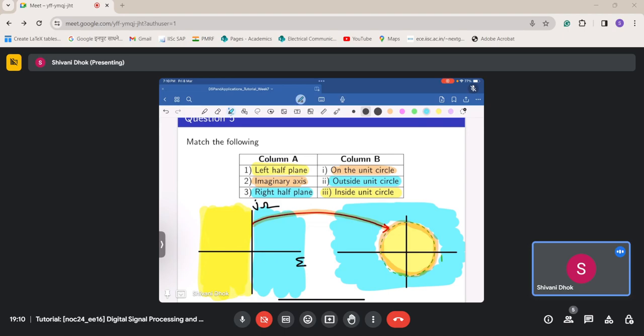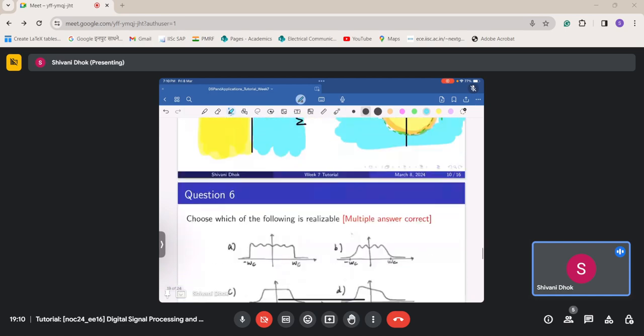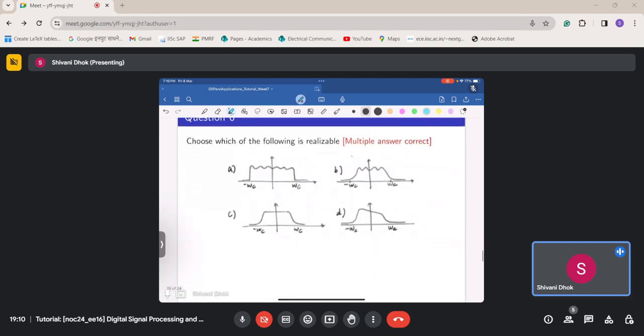This is a simple thing. This was covered in class also. Any questions in this part? This comes from the bilinear transform. There are no questions in this, so I'll move on to the next part.